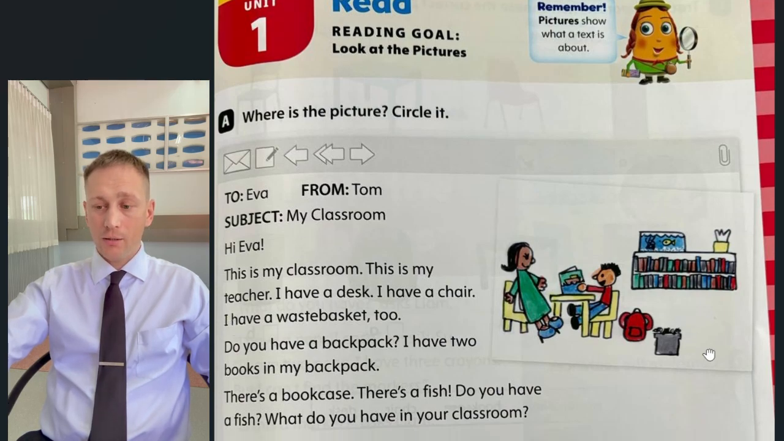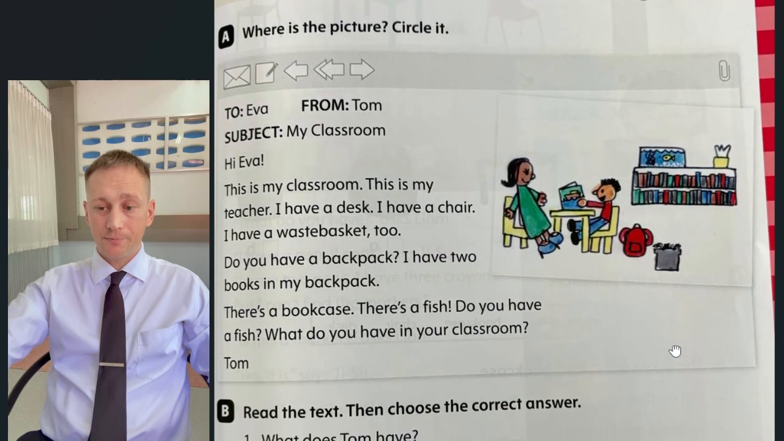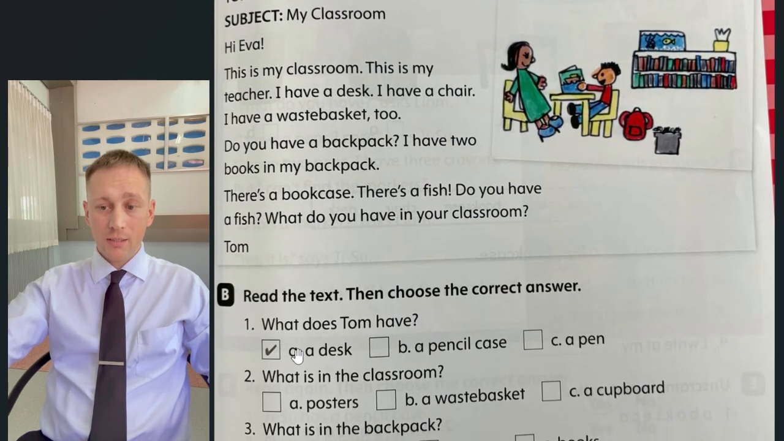About classroom, and let's answer questions. What does Tom have? A desk. He has a desk. What is in the classroom? Posters, waste basket, cupboard. There is a waste basket.